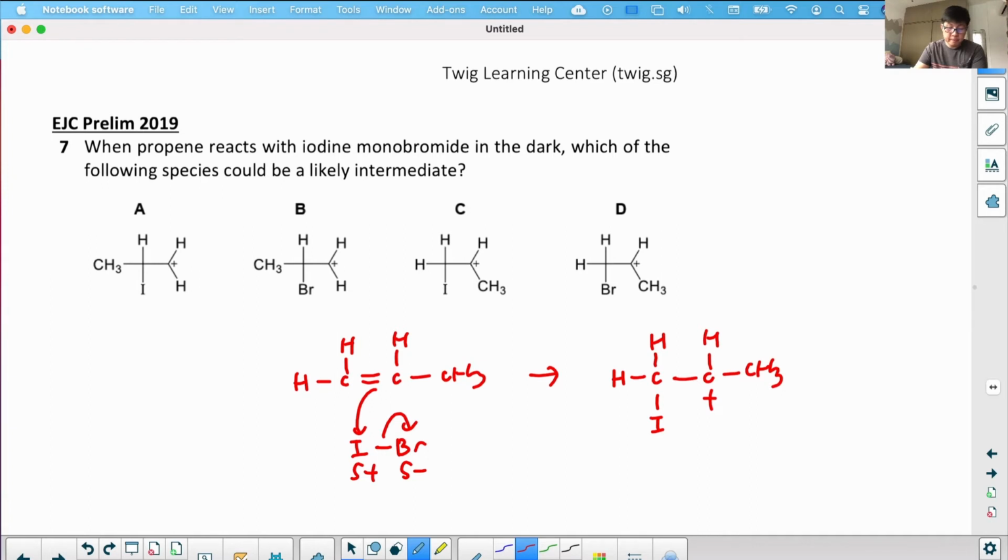So which one does it look like? It's probably going to be C.